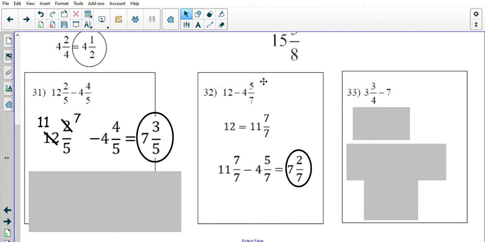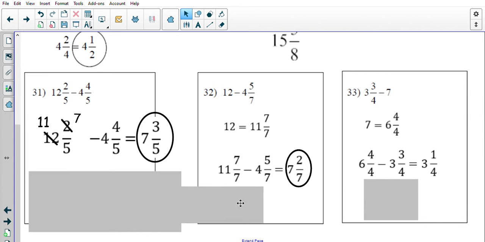All right, so number 33 is probably something you haven't seen in years past, where you're taking a bigger whole number from a smaller fraction. So 3 and 3/4 minus 7. What I did was I just flipped this around and did 7 minus 3 and 3/4. But then I'm going to have to borrow. So I'm going to rewrite 7 as 6 and 4/4. So I'm going to take 6 and 4/4 minus 3 and 3/4, which will get us 3 and 1/4.